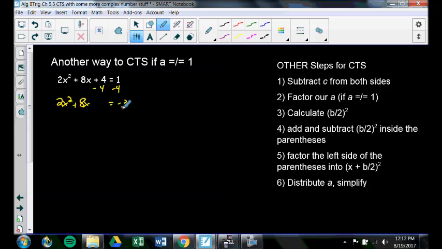First step was subtract c from both sides. This step is now different. For the record, this means a does not equal 1. I'm writing this: a does not equal 1. If the a value is not 1, don't divide both sides by a in this version. In this version, factor out the a. So we get x squared plus 4x equals negative 3.